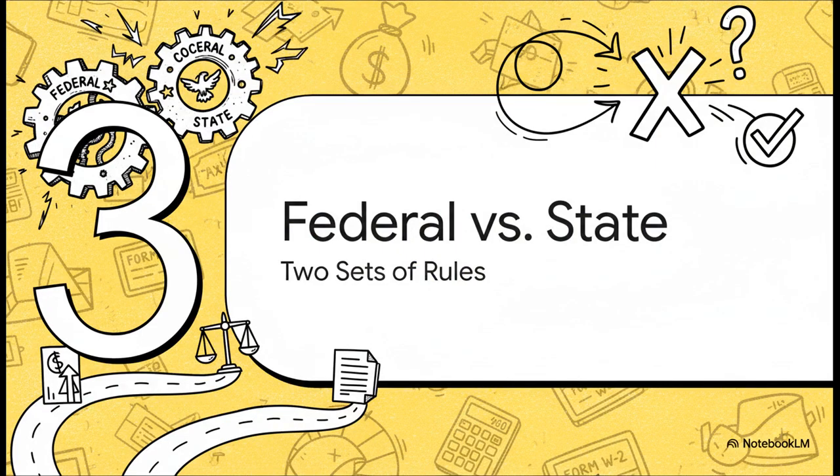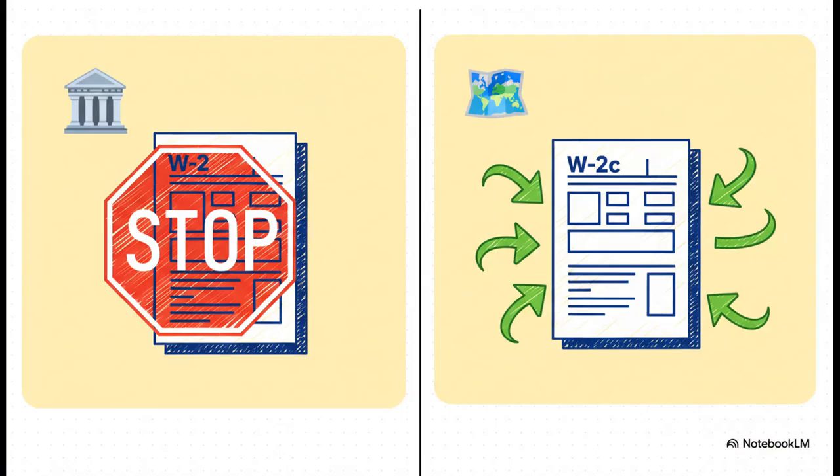So what happens when you find a mistake? And trust me, you will. Well, this is where things get really complicated because you're not playing by one set of rules. You're trying to navigate two completely separate and often conflicting frameworks for federal and state corrections. Look at the difference here.